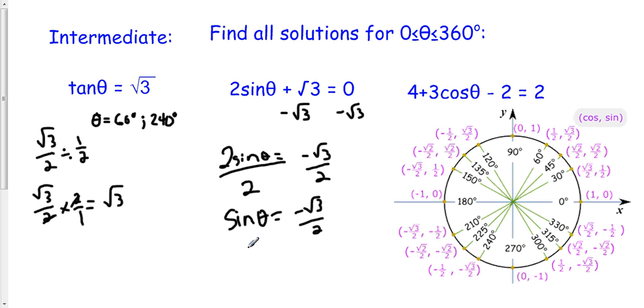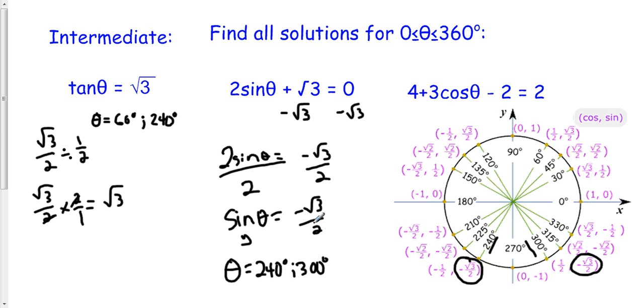So I'm looking here for a y value where it's negative root 3 over 2. So nothing here. There we go. 240 is going to be a y value negative root 3 over 2, and 300. These are the two that have a y value of negative root 3 over 2. So my two answers are 240 and 300.